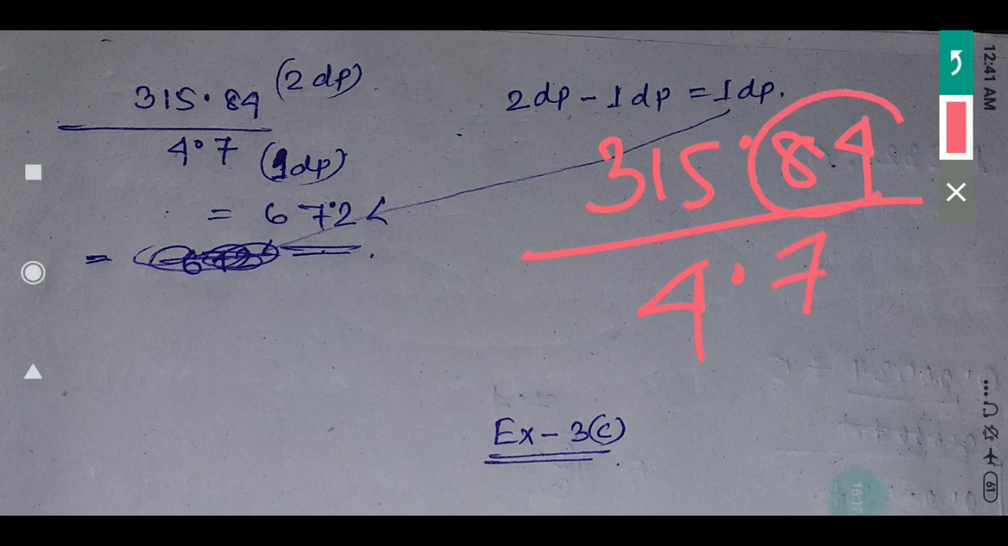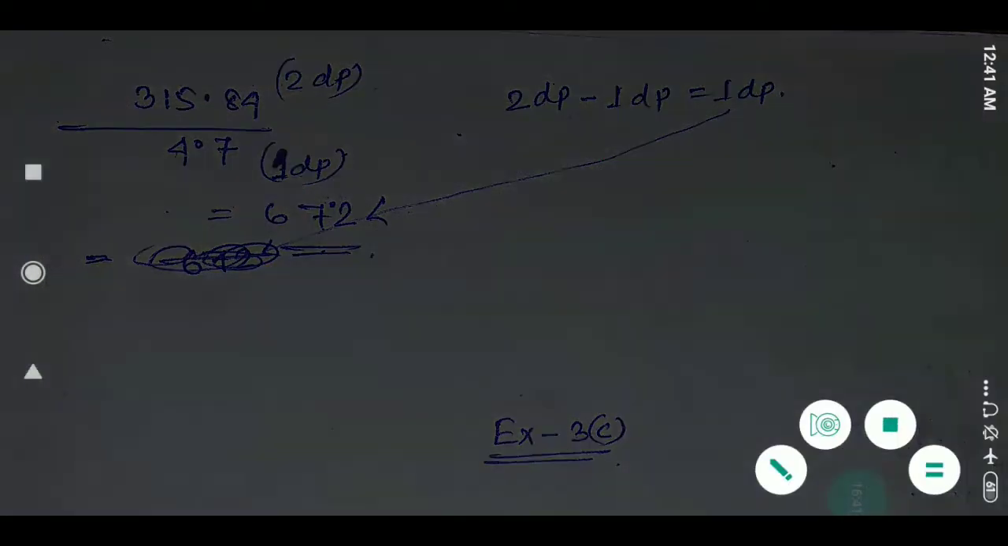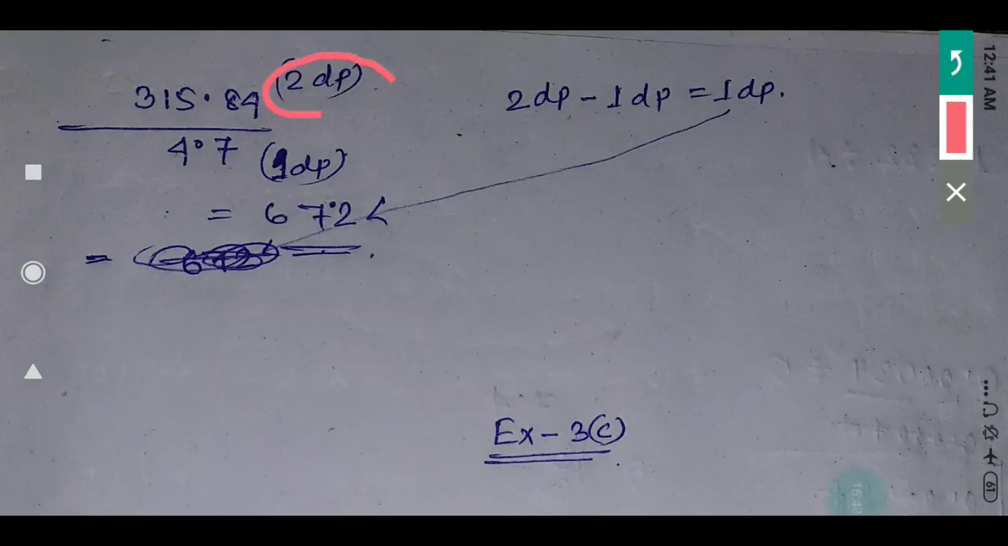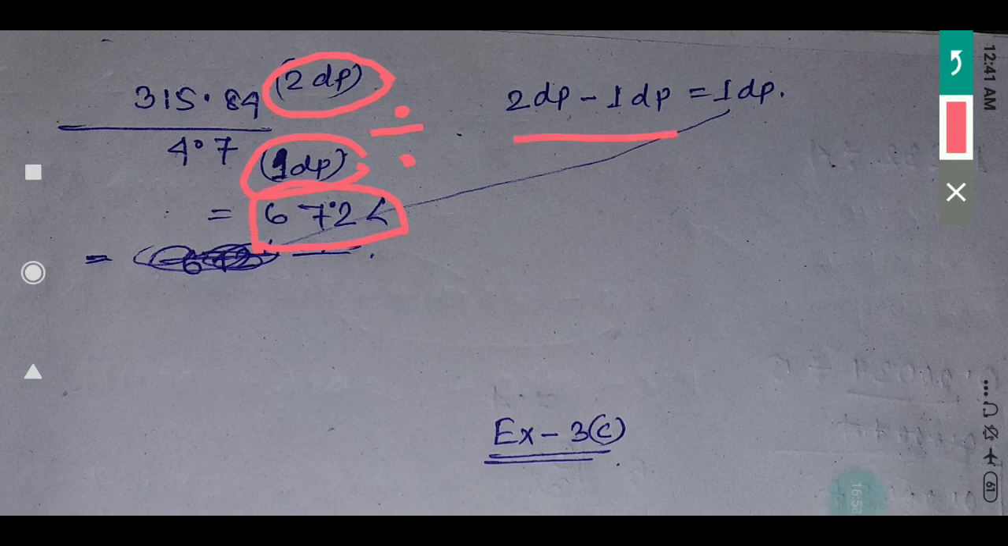So numerator has 2 decimal places, denominator has 1 decimal place. So in case of exponents, you remember one thing, that if the bases are same and division is given, then the power will become subtraction. And if the bases are same and multiplication is given, then the power will become addition, no? So similarly here also, if the numerator is a decimal number, the denominator is a decimal number, and division is given, then the number of decimal places of the quotient will depend on the subtraction.